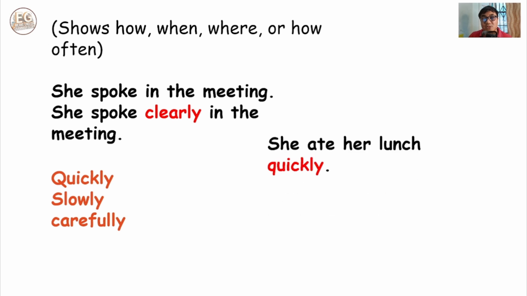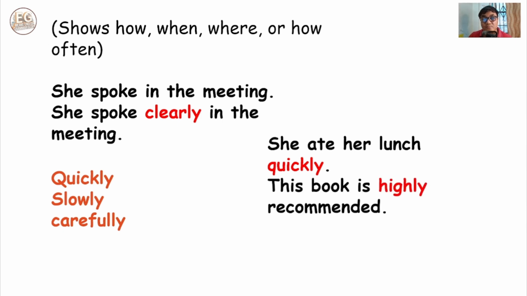Let us see some more examples, like in this sentence. She ate her lunch quickly. So quickly is the adverb in this sentence. Let us see another one. This book is highly recommended. Yes, so here highly is the adverb. Let's see another one. Supriya dances beautifully. So beautifully is the adverb in this sentence.